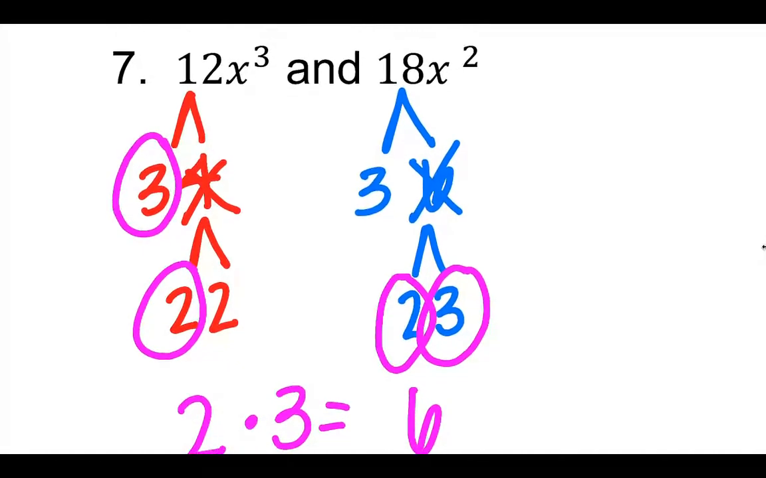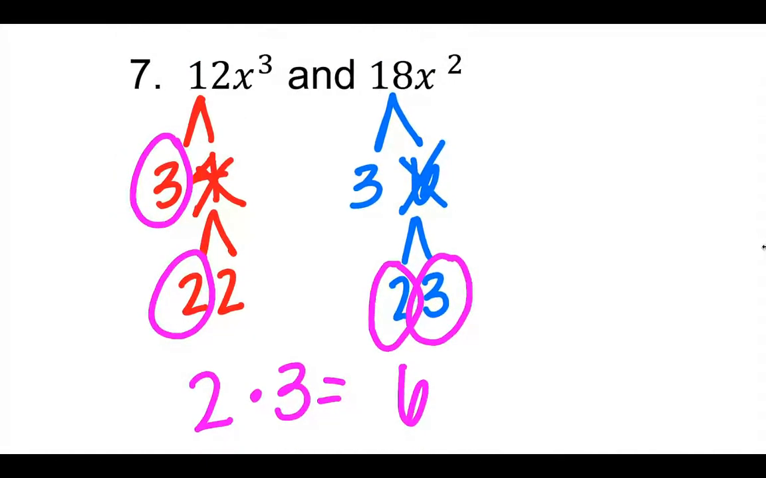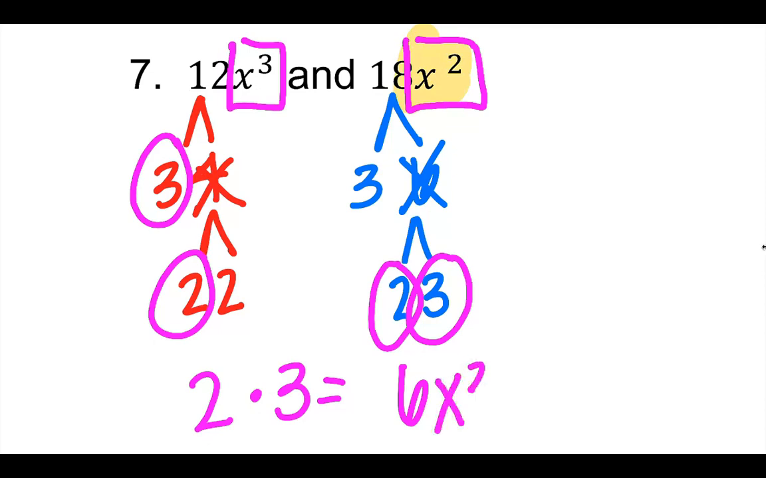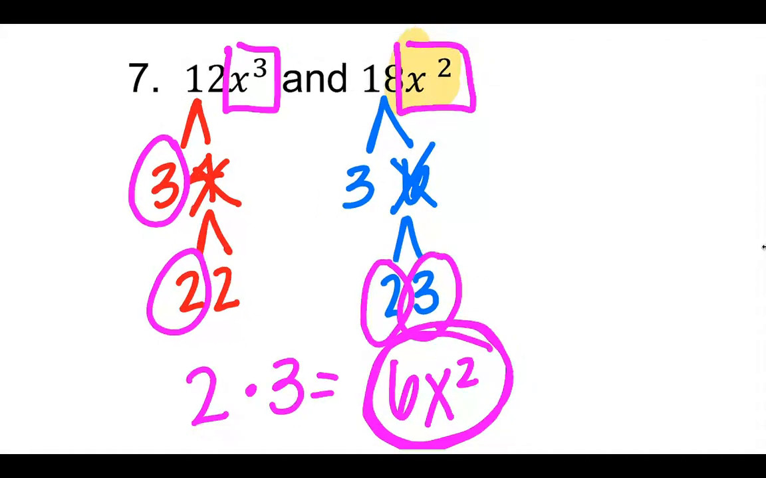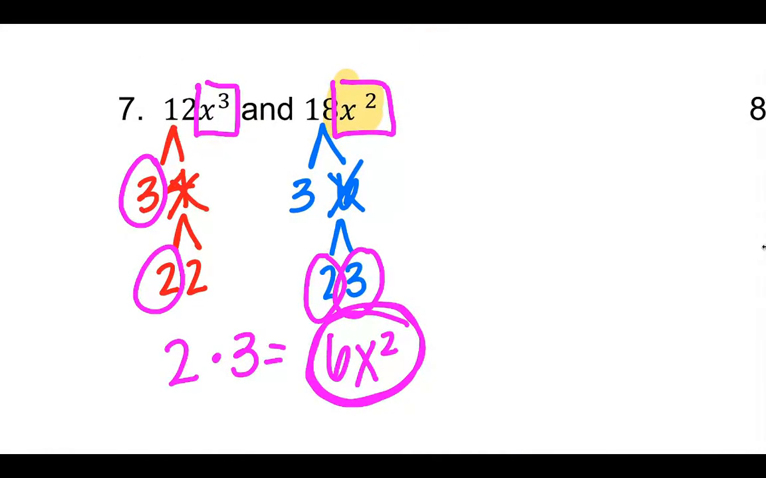Then with doing the x's, the variables, I'm going to take the smallest one. So out of my variables, I've got an x to the third and an x squared. X squared is the smallest, so I'm going to pick x squared. That's the biggest one I can take out of both of them. Because I can take x squared out of x to the third, and I can take x squared out of x squared. So my answer is 6x squared.